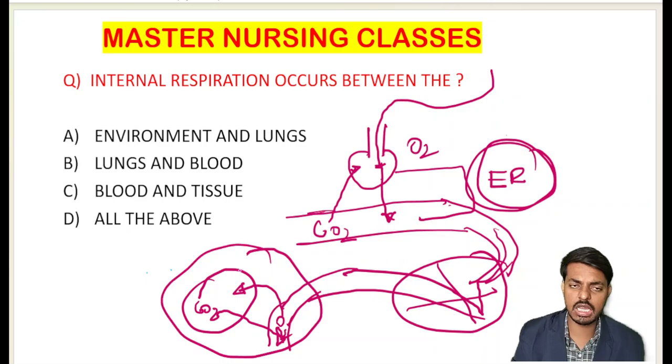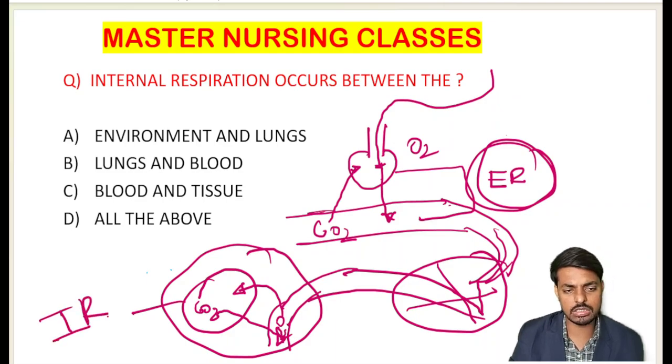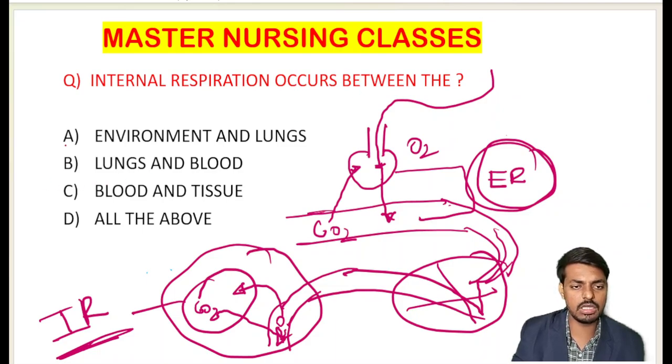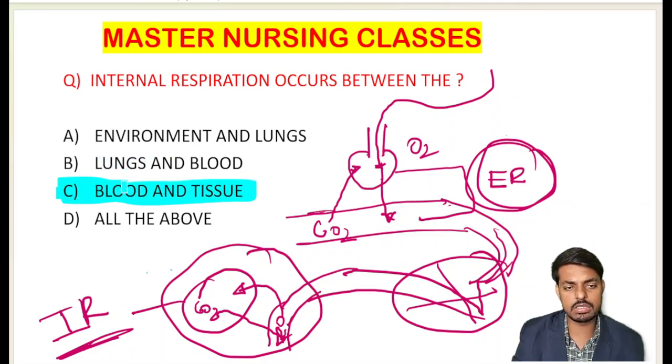This gas exchange occurring between the tissue and the blood is what we call the internal respiration. Very, very importantly, keep in mind that the internal respiration occurs between the blood and tissue, and the external respiration occurs between the lung and blood. Very important to keep in mind. Hope the concept is very clear.